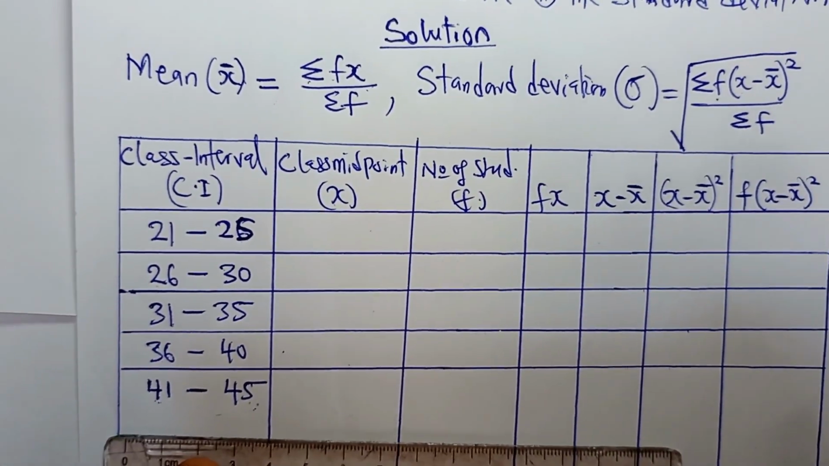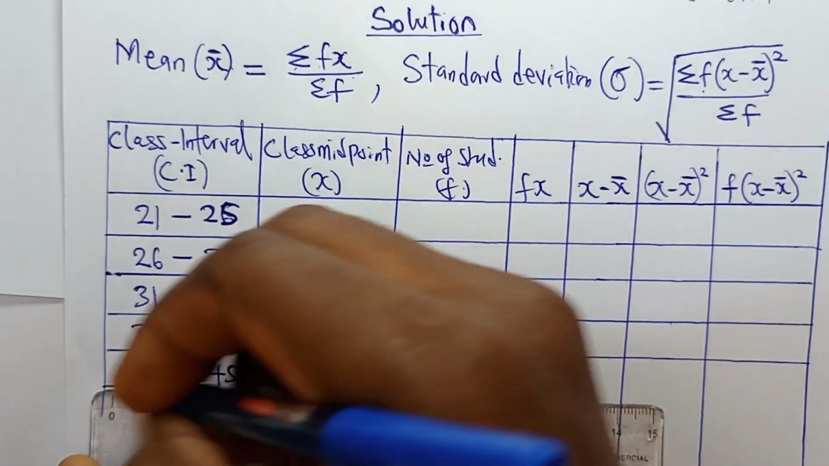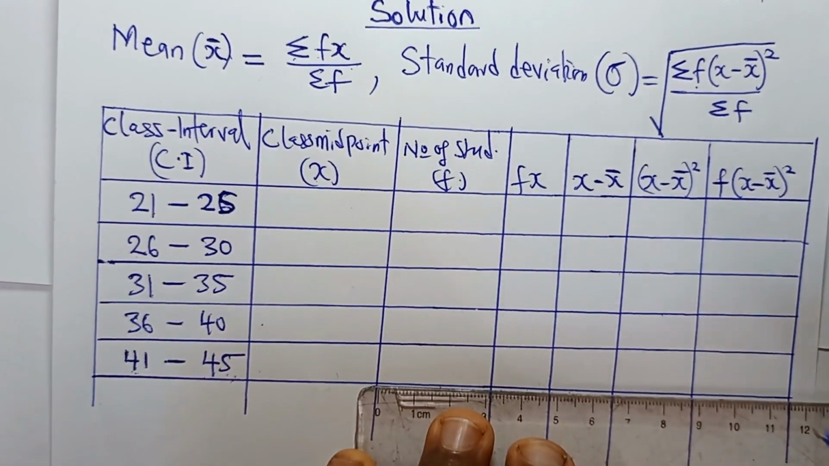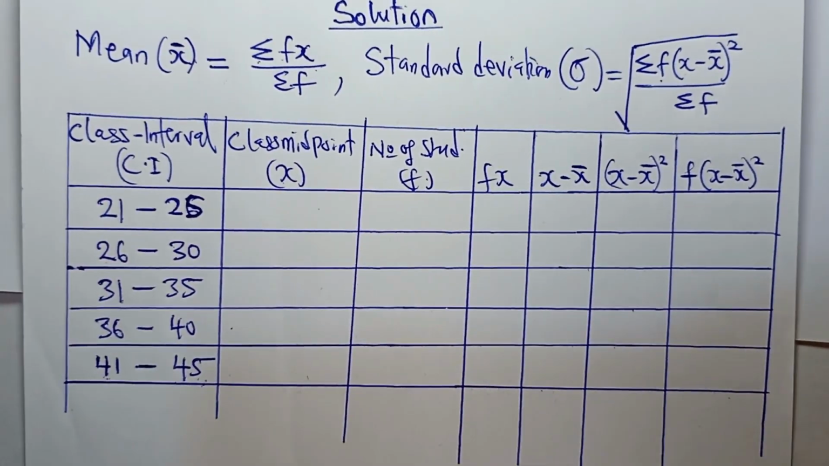So we close it up. Unfortunately, my lines seem to be longer than I need. So this is for the class interval. I may not be needing all this part again.